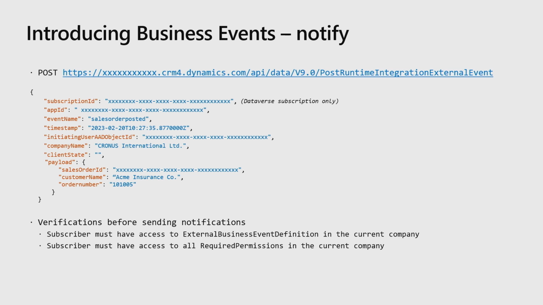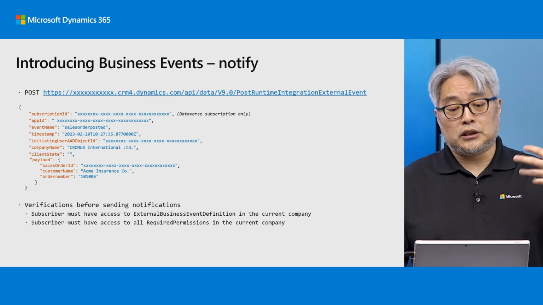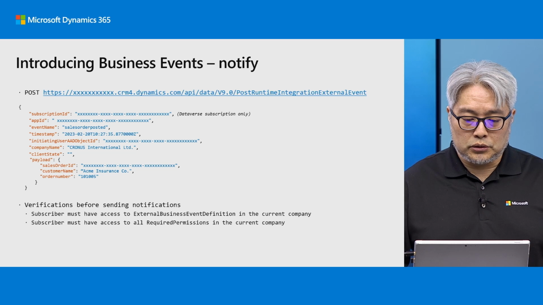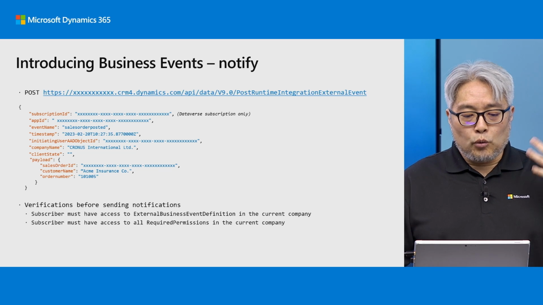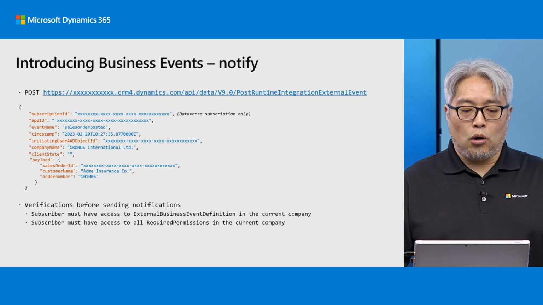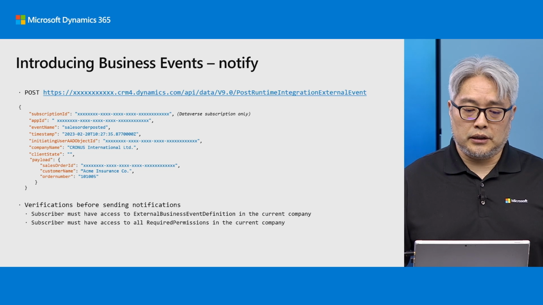For every notification, we do verification of the subscriber: whether the subscriber still has permission and access to the external business event definition, and whether the subscriber has access to all the required permissions defined in the business event definition.